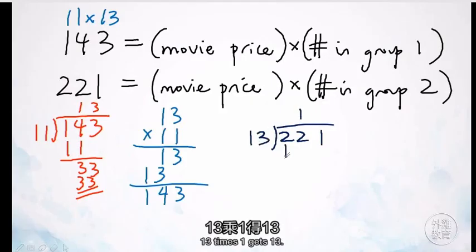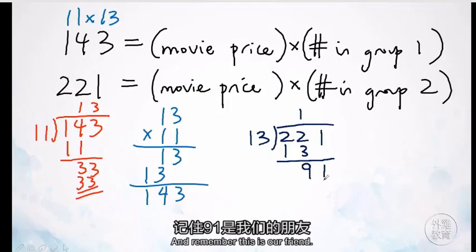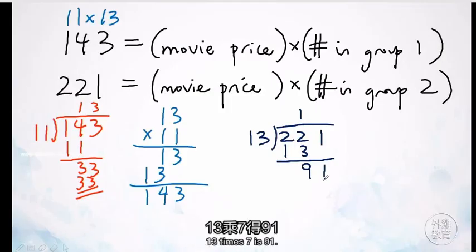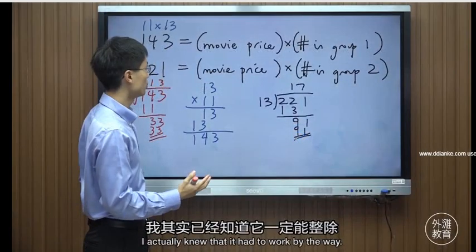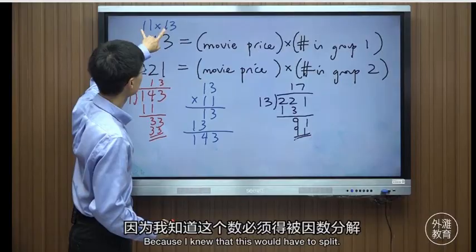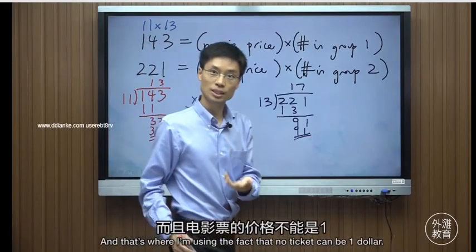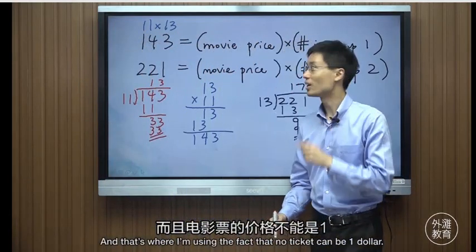13 times 1 is 13. This is giving me 91. And remember, this was our friend. 13 times 7 is 91. Clear. I actually knew that it had to work, by the way, because I knew that this would have to split, and that's where I'm using the fact that no ticket can be $1.